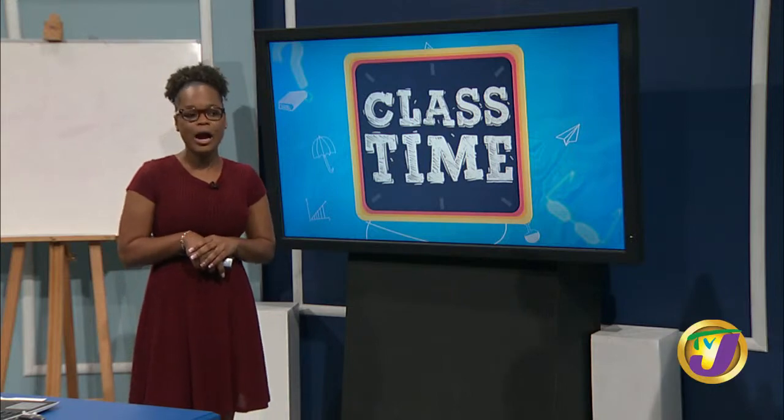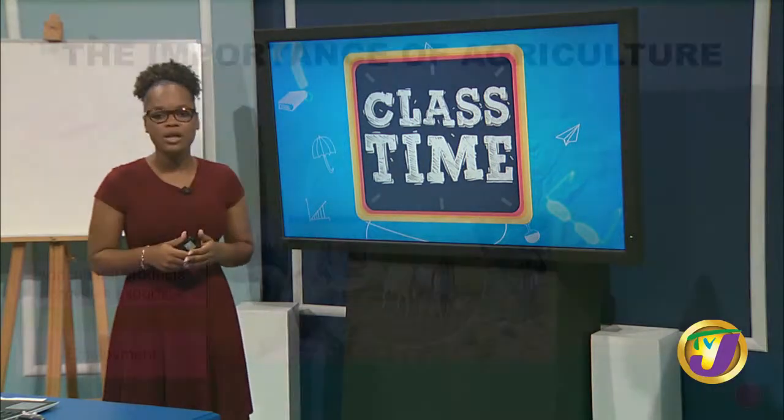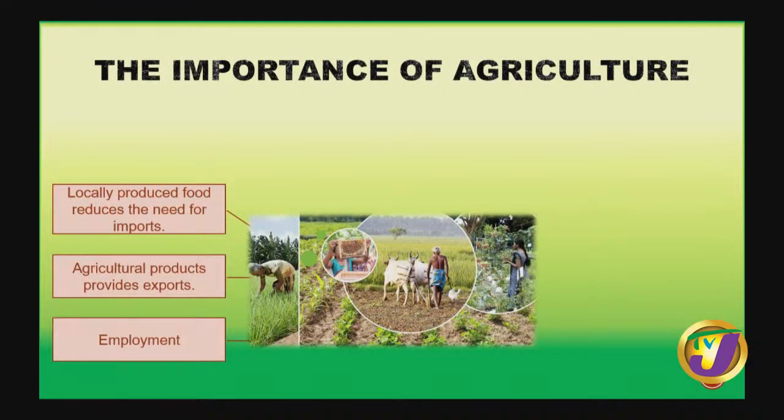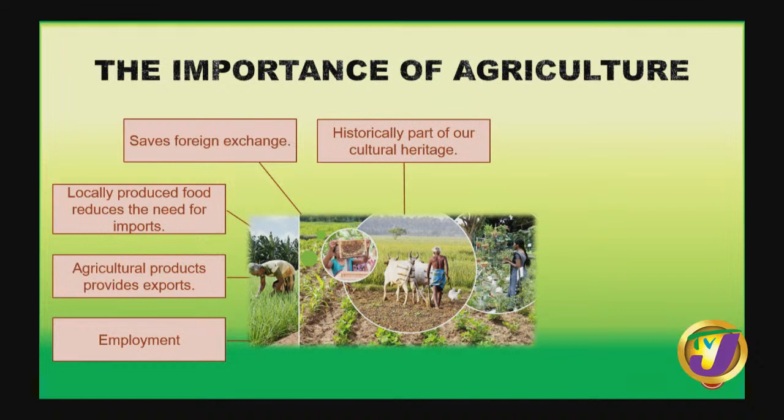Agricultural products are a means for export, and locally produced food on the local market reduces the need for import. So we don't need to go out on the international market to gather food. We have what is needed right where we are, so it is much cheaper for us as a nation. It saves foreign exchange in the sense that we are spending less.